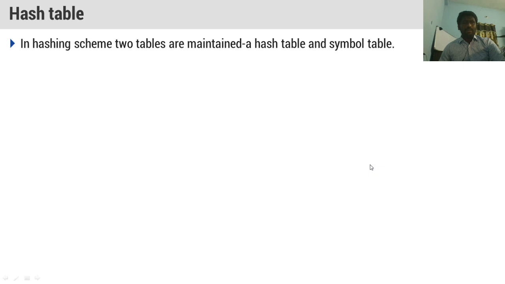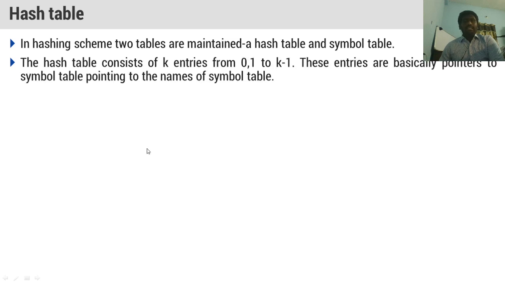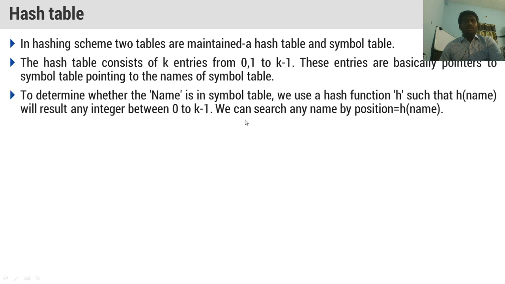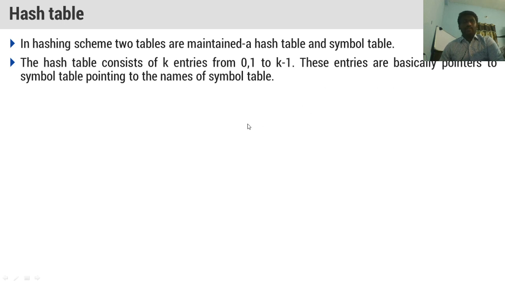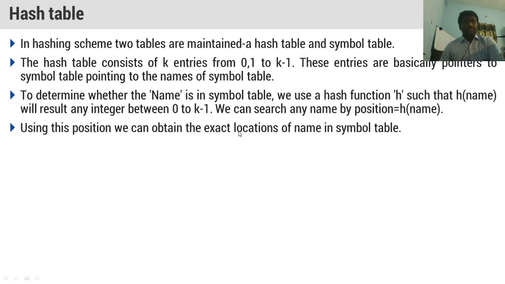The next one is the hash table. In the hashing scheme, two tables are maintained: a hash table and a symbol table. The hash table consists of k entries, from 0, 1 to k minus 1. These entries are basically the pointers to the symbol table.